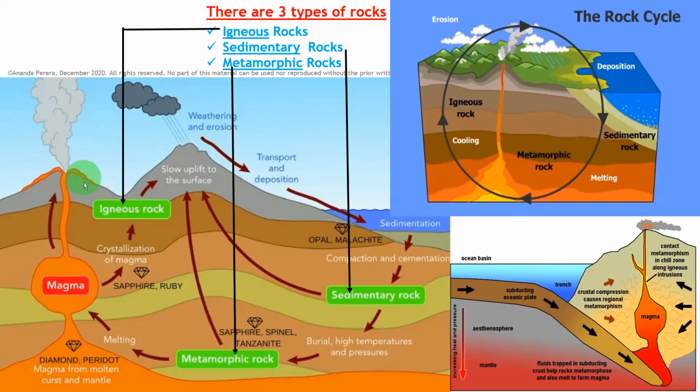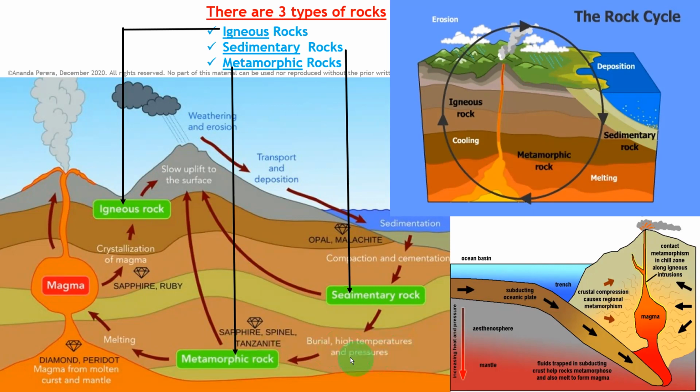Then sapphires and rubies are created here. Metamorphic rocks push to magma and it creates crystallizing magma, then creates sapphire and ruby here. It comes through the igneous rock to this mountain. Sapphire, spinel and tanzanite form in metamorphic rocks. These gems are created here and it pushes there because of the high pressure in the earth.